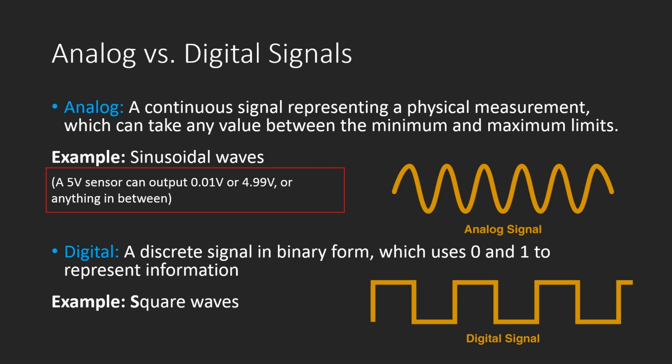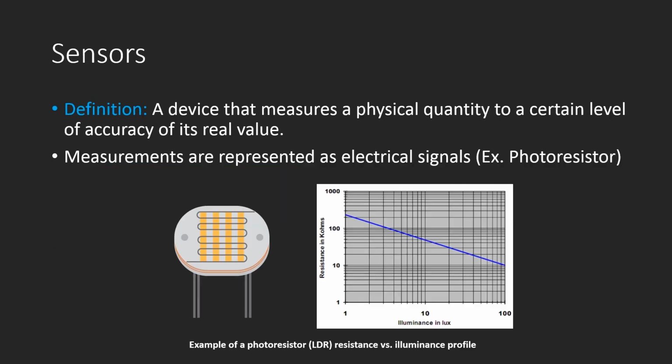A digital signal, on the other hand, is a discrete signal in binary form. That means it uses zeros and ones to represent information. An example of this will be a square wave. Now, let's talk about the type of sensors you can use with microcontrollers like Arduino. First of all, a sensor is a device that measures a physical quantity to a certain level of accuracy of the real value. Sensor measurements are represented as electrical signals.